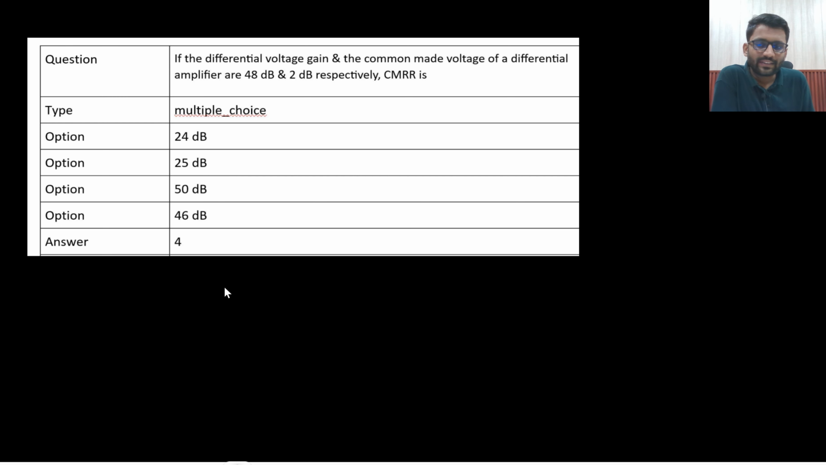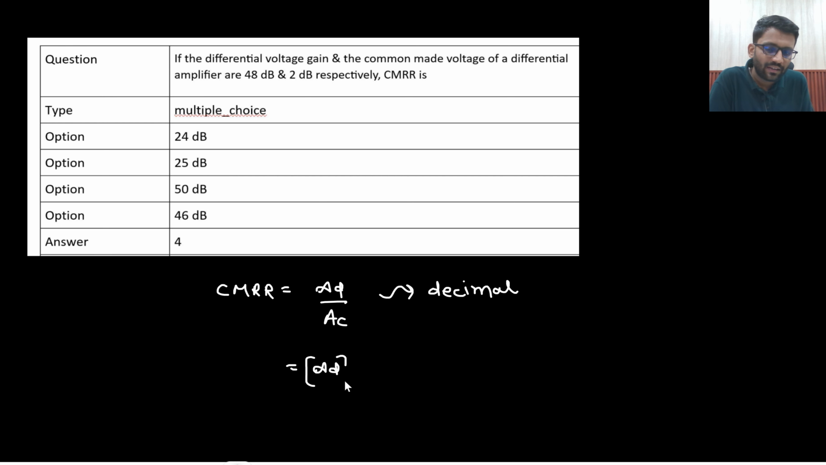In this problem you need to find CMRR. So how do you define CMRR? CMRR is differential gain upon common mode gain, right? But this is in decimal, not in dB. If you define it in dB, then how will it be? Differential gain in dB minus common mode gain in dB.